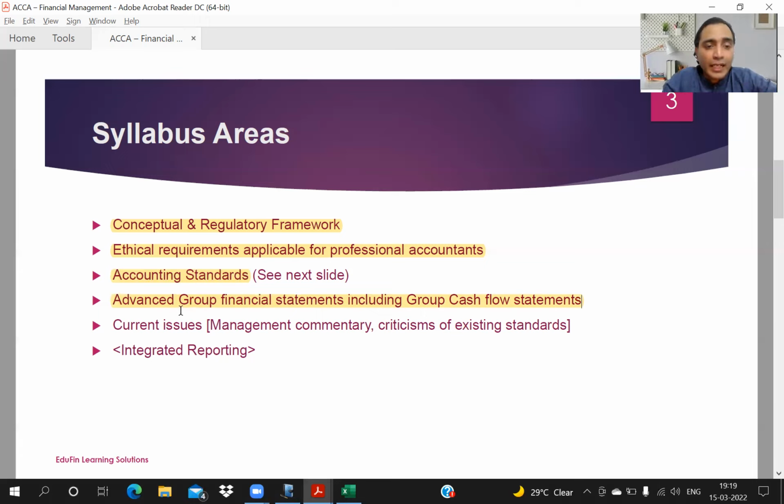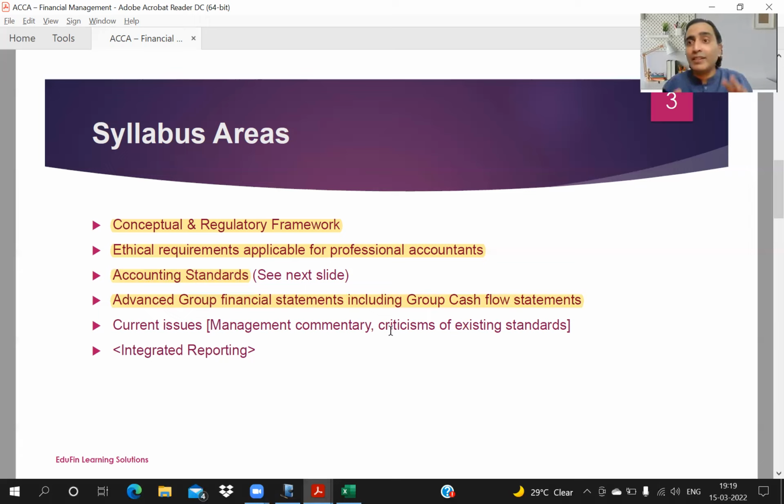Then current issues. Now, this is again a very mature topic because you need to think as if you are a chartered accountant, an ACCA, already working in the industry. You are able to have a macro view about what is happening. So there are certain current issues like management commentary. You should also be now in a situation to criticize the existing standards. Of course, why not? None of the standards are perfect.